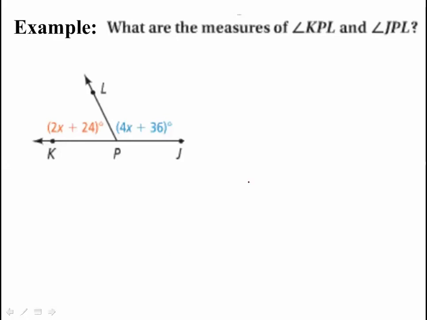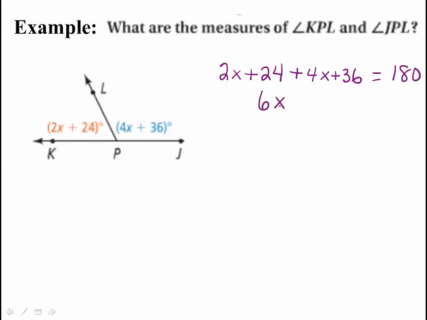In our next example, we notice that it says we are to find the measures of angle KPL and JPL. We know that these two angles make a straight line, which means that the total of the two angles is 180 degrees. So we could write an equation that says that the two smaller angles, 2x plus 24 and 4x plus 36, can be added together to equal 180.